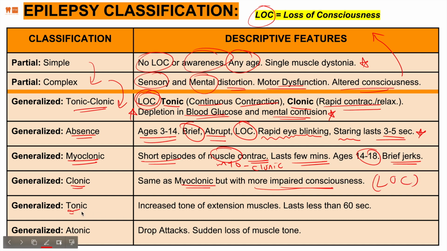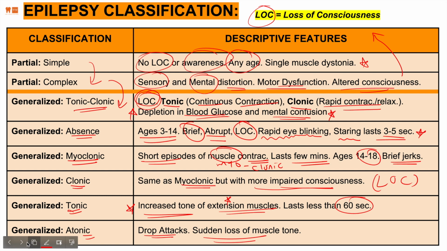And then just tonic by itself is increased tone of extension muscles. Now, it's not very deeply important to remember this term, but it exists in the classification and it lasts less than 60 seconds. So, extension muscles. Atonic. Atonic is drop attacks, and it's sudden loss of muscle tone, and that's a dangerous kind as well because you can self-inflict injuries during that procedure.